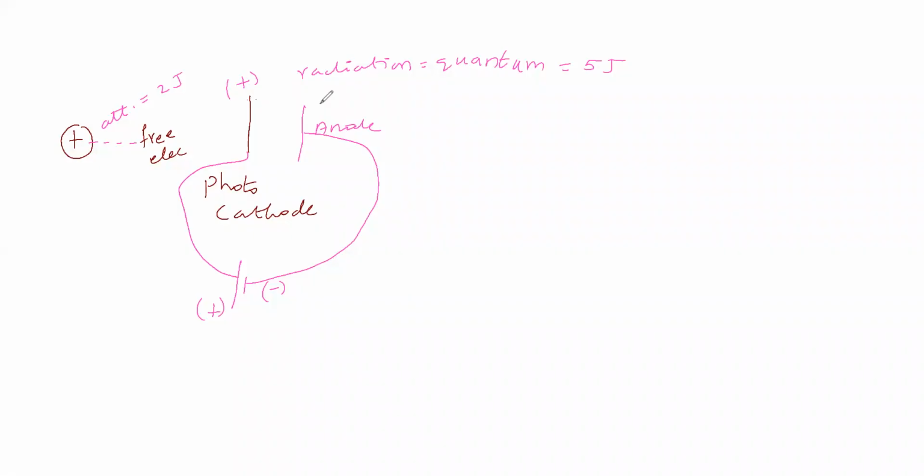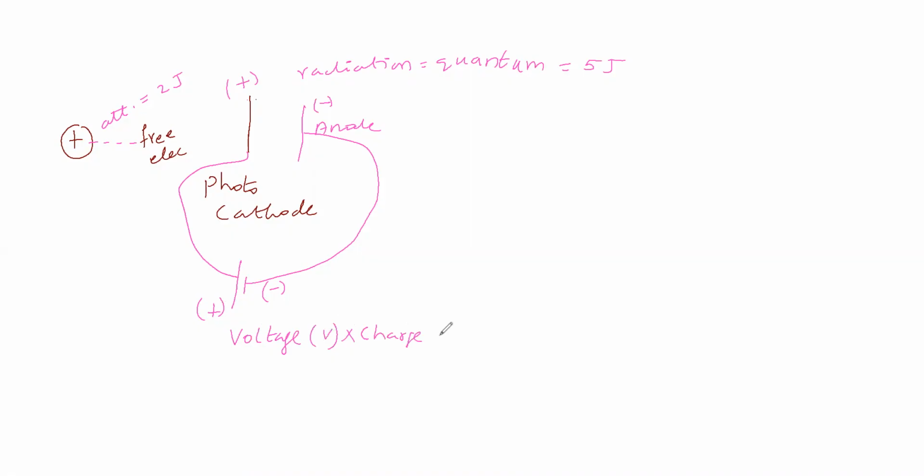So for the anode we will give negative charge. Now here we will give the potential, the voltage, such that the voltage has the symbol V, unit volt.